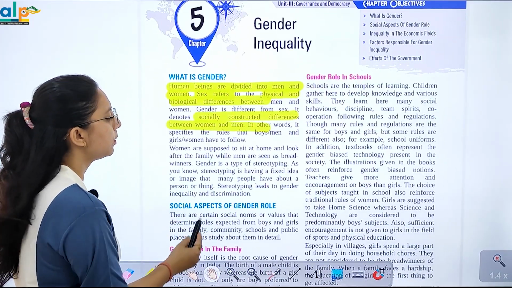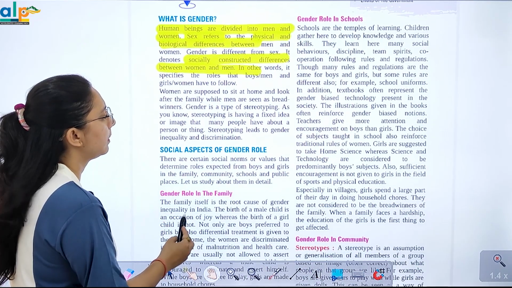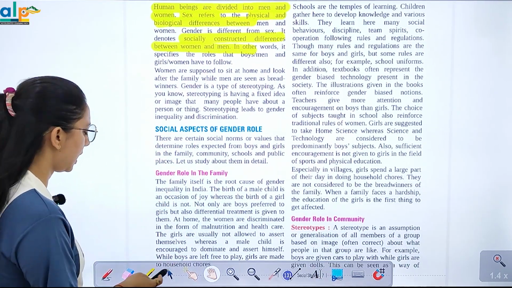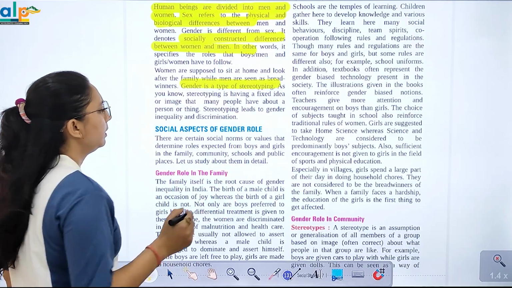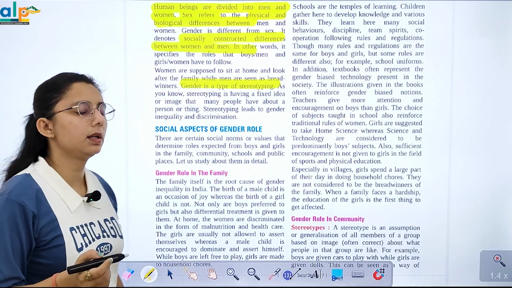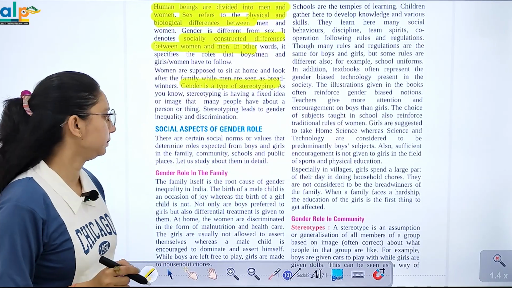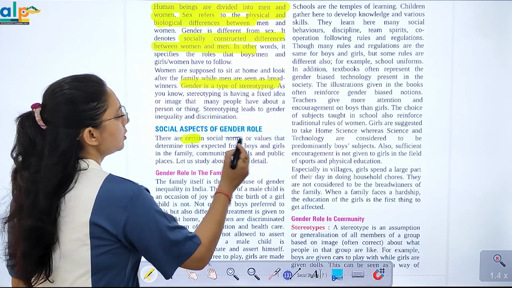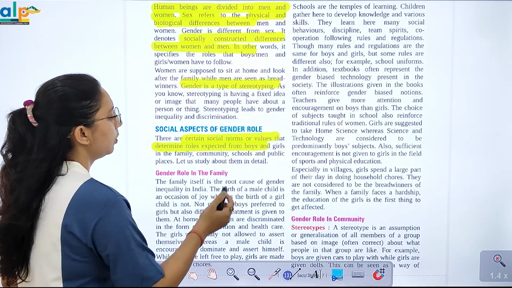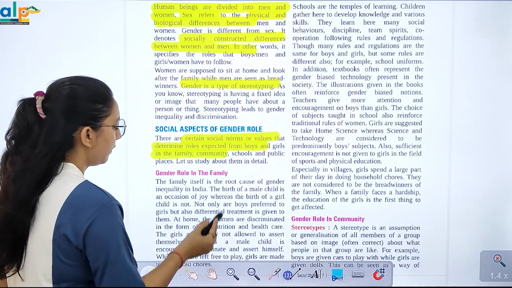Right? Women are supposed to sit at home and look after the family, while the men are seen as breadwinners. So gender is a type of stereotype. Stereotype leads to gender inequality or discrimination. Now, social aspects of gender role. There are certain social norms and values that determine roles accepted from boys and girls in the family.